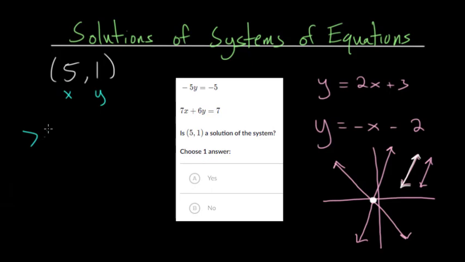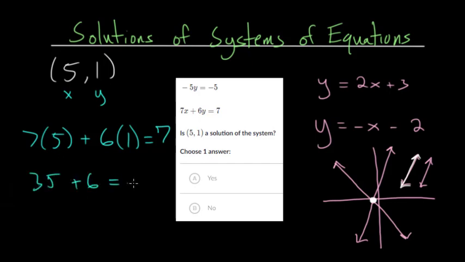We're going to plug in x equals 5, so 7 times 5, plus 6 times y, which is 1. And the question is, does this equal 7? You can see this is 35, and then we're going to add 6 to that, and 35 plus 6 does not equal 7. It equals 41. Since it was not a valid solution of this equation, we can conclude that it's not a solution of the system. Though if you want, you can test it in the other one as well, but it honestly doesn't matter. If it doesn't work for one of these, then it's not a solution.